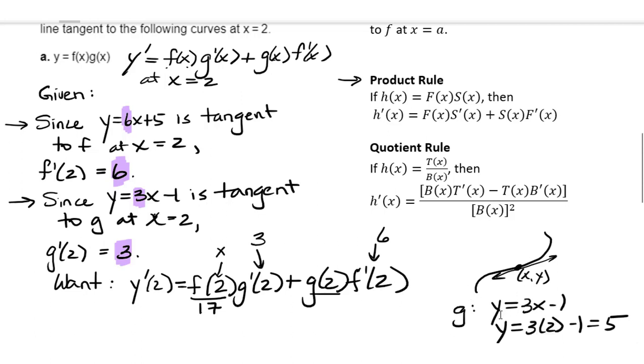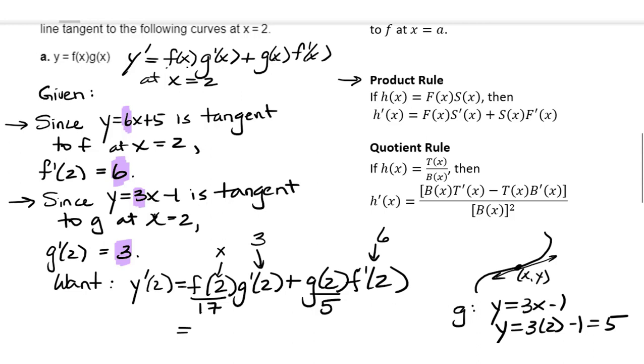Similarly, we have the tangent line to g at 2. So when we plug in 2 for x in the tangent line equation y equals 3x minus 1, we get 5. So that means that both the function g and its tangent line go through the point (2, 5). So this function value, g of 2, is actually 5.